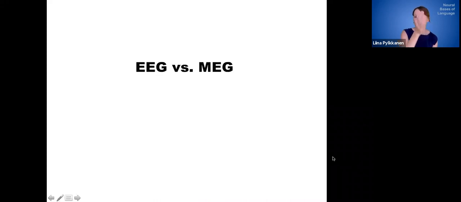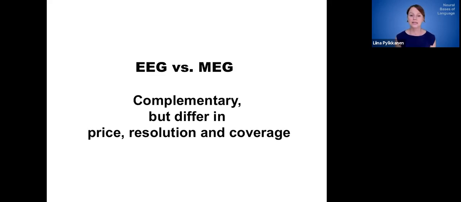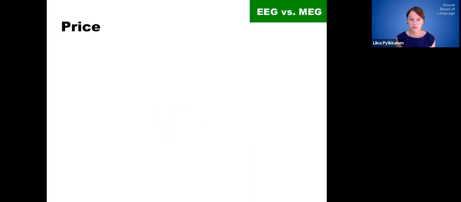Okay, so so far I've talked about EEG and MEG in a pretty parallel way. And in fact, they are very much complementary techniques, but they do differ in certain ways. In particular, they differ in price, they differ in resolution, and they also differ a little bit in their coverage. And by coverage, I mean what brain activities they're able to pick up. So let's talk about each of those in turn.